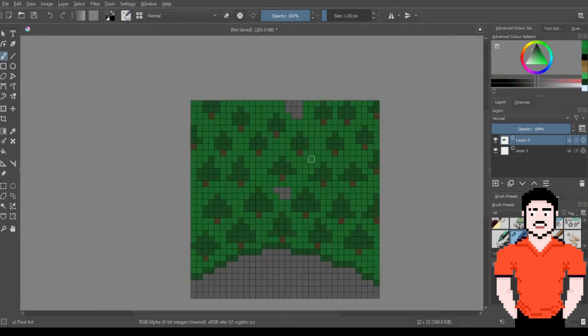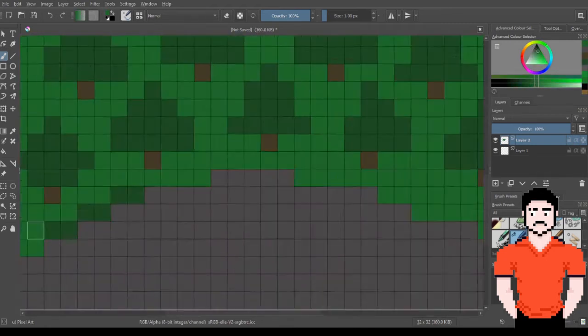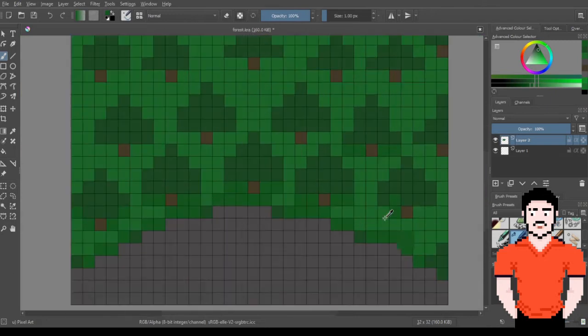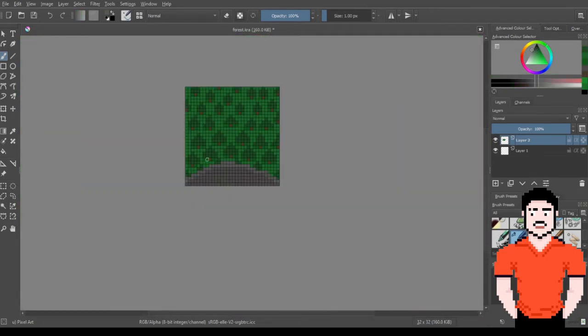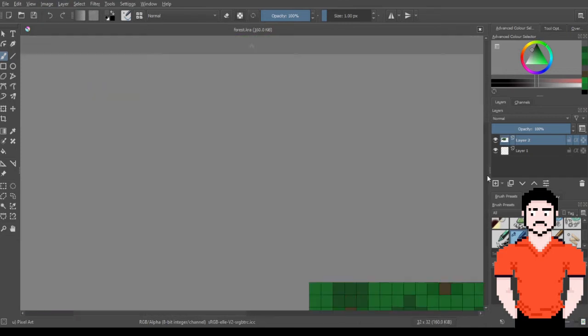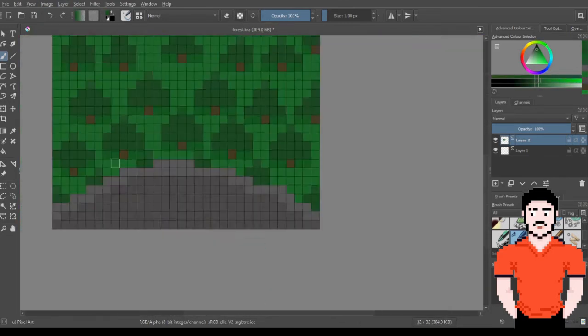So for trees, the closer they are, I made them bigger to add a bit of realism. Also drew a shadow below them and a highlight above them. And then exported the art and done.